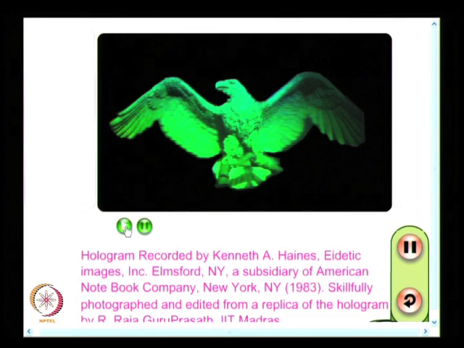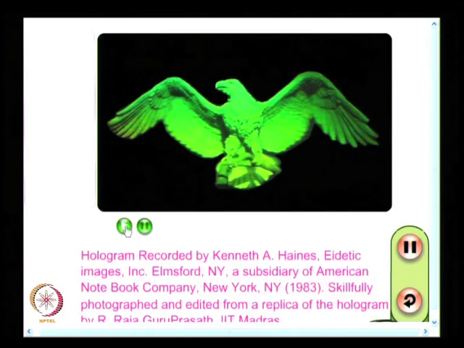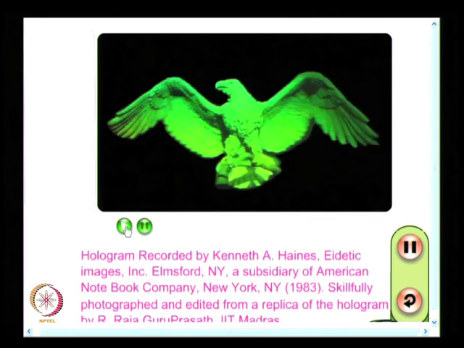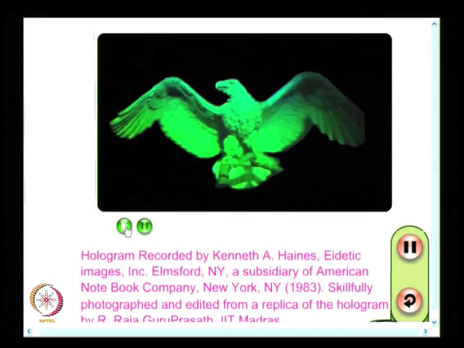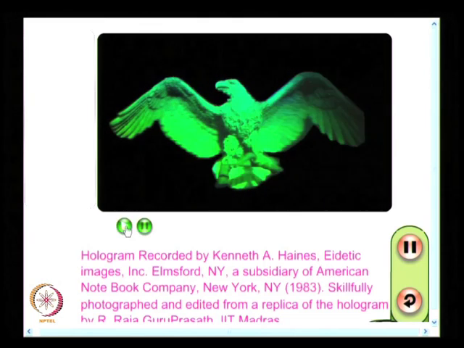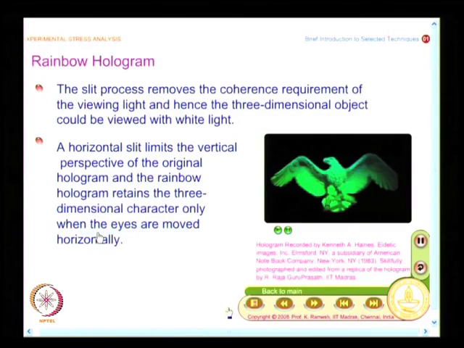See, in the normal books, what they will show is one extreme view, one middle view, and one another view to show that it is recording the depth information. And this was done by Guru Prasad, who had done it at IIT Madras, and these are assembled to give you a nice 3-dimensional view, but still it does not explain why it is a rainbow hologram.